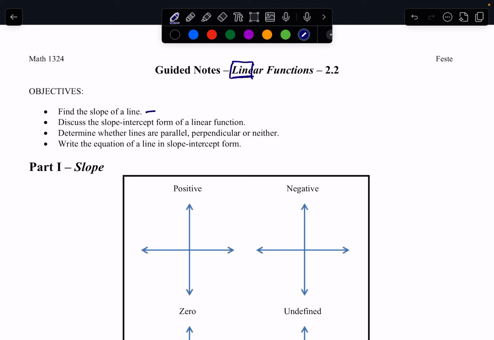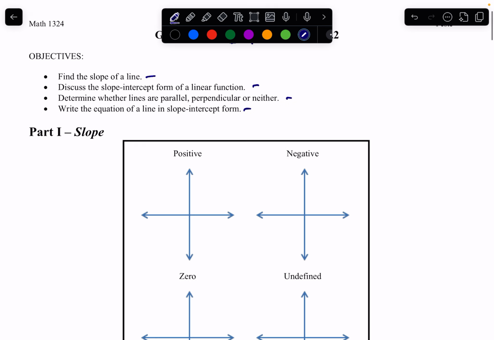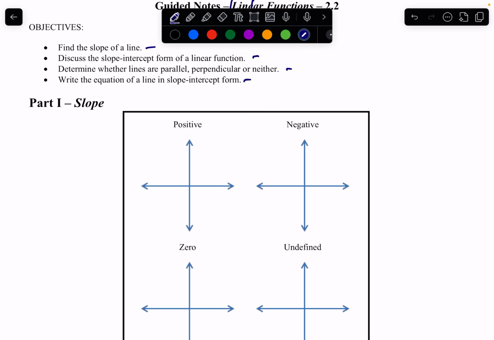We're going to find the slope of a line. We're going to discuss the slope-intercept form of a linear function, and then we're going to determine whether lines are parallel, perpendicular, or neither. And we're going to write the equation of a line in slope-intercept form. Okay, so let's look at the slope first here.